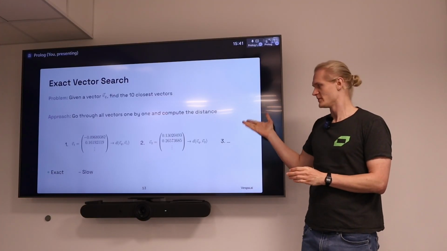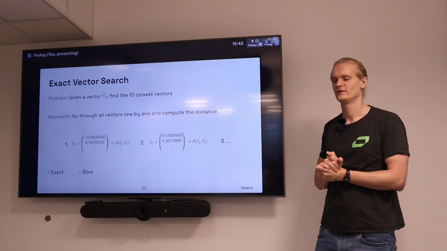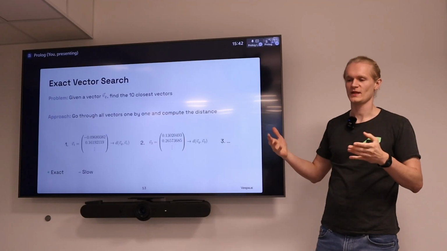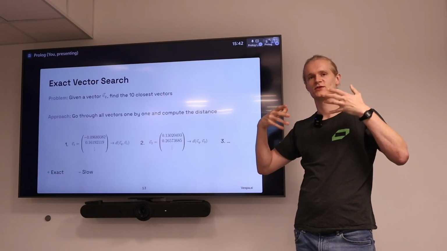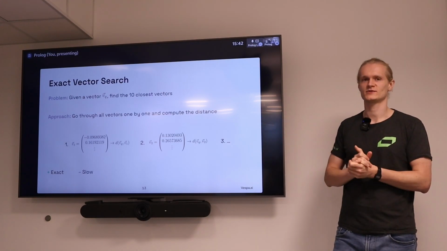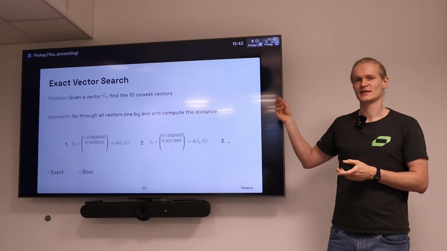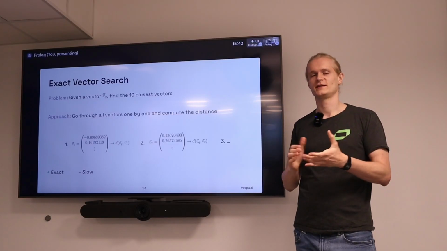Now, since I have like millions, say 10 million vectors in my database, I would have to go through all of them. And you can imagine that this takes a lot of time. So this is the huge disadvantage of just doing exact vector search. While it does exactly what we want, we find precisely the 10 closest vectors, we just have to get through all this data.